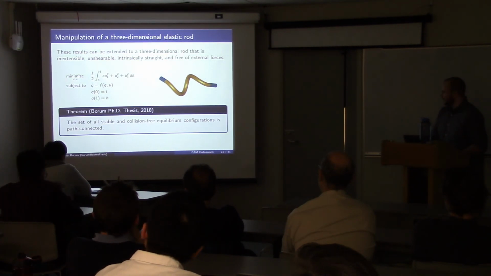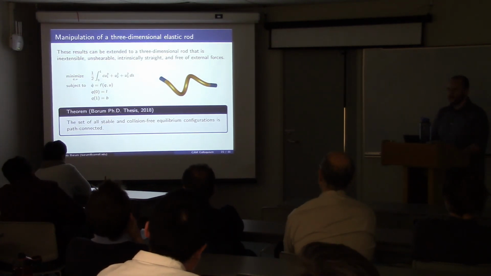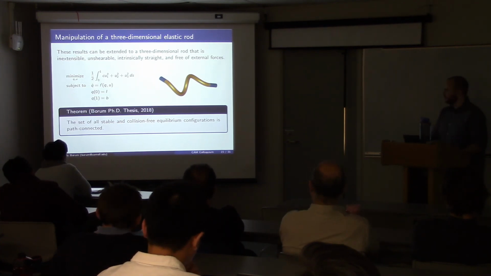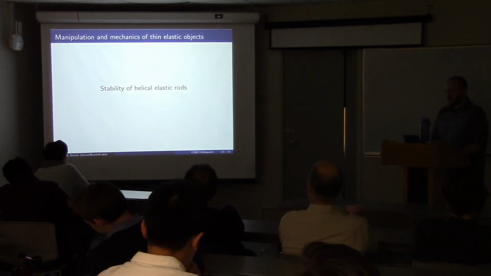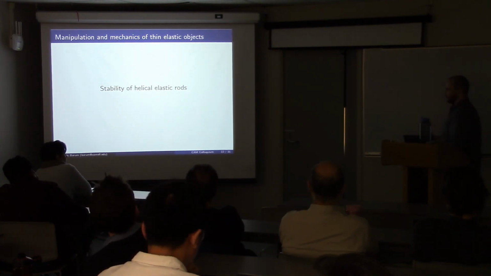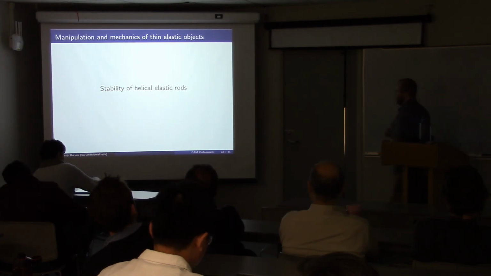So the conclusion is that the set of all stable and collision-free equilibrium shapes is path connected. So that's the end of this robotics portion where we're talking about manipulating elastic rods. Let's use this same scale invariance property to solve the mechanics problem. What we're going to look at is the stability of helical rods.